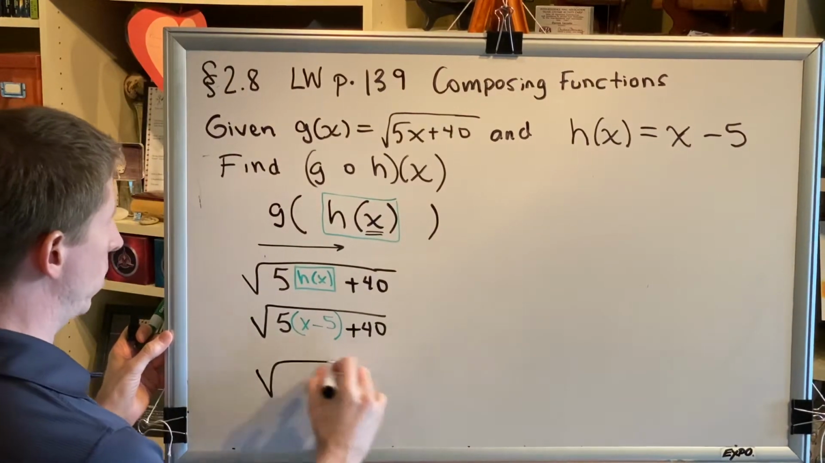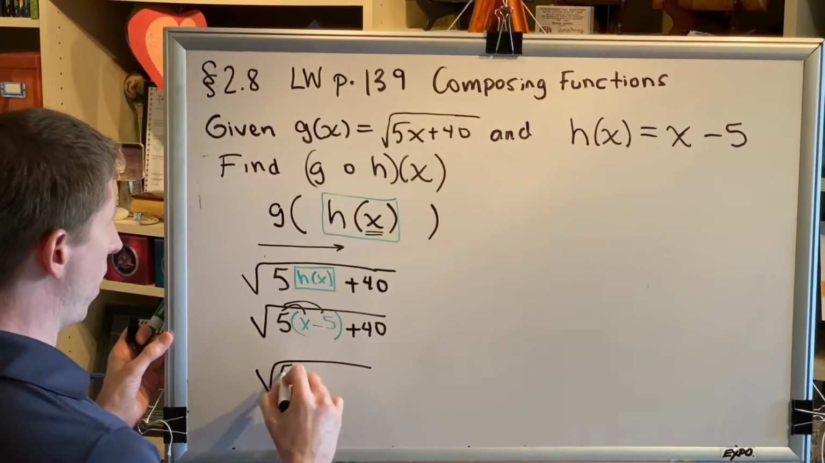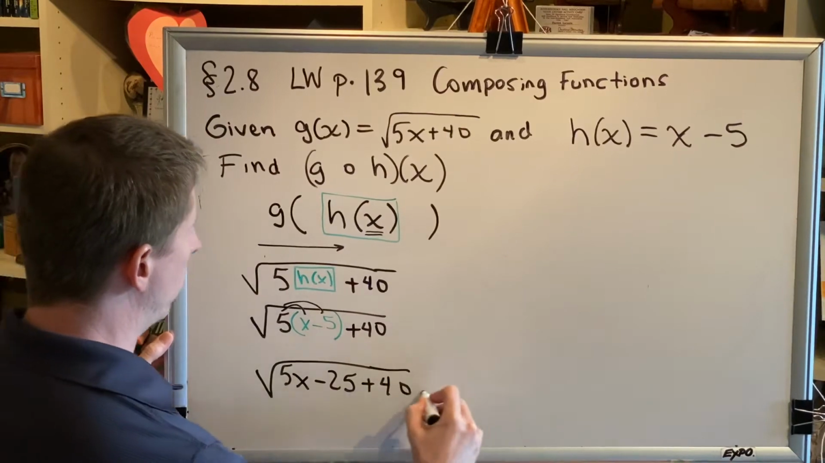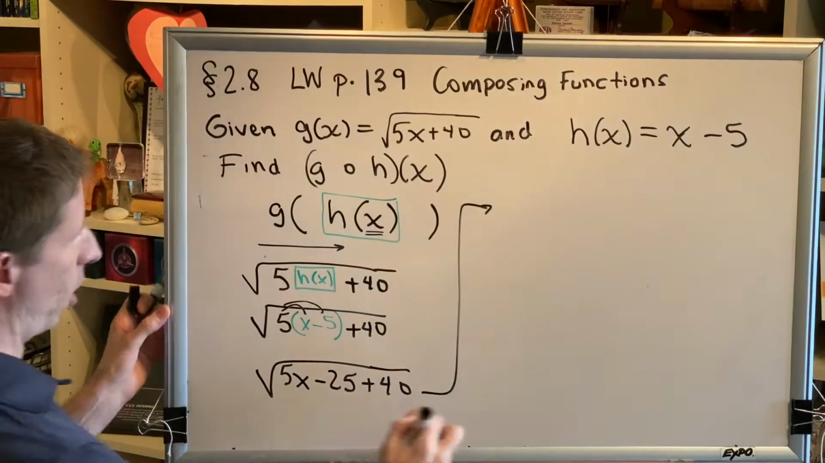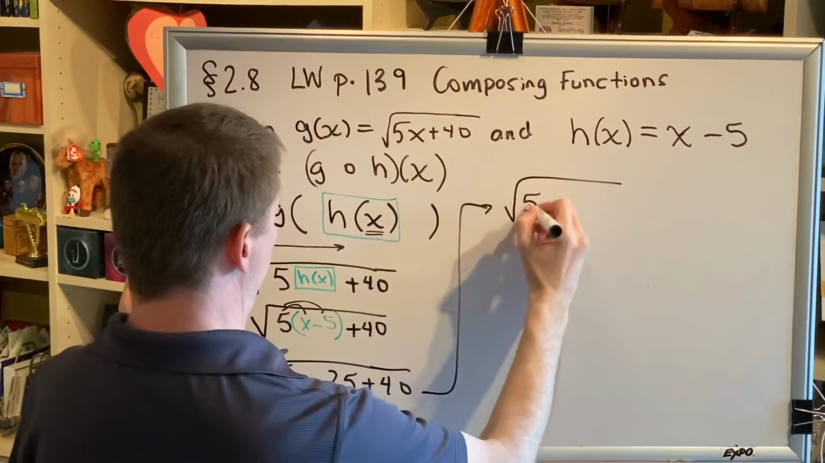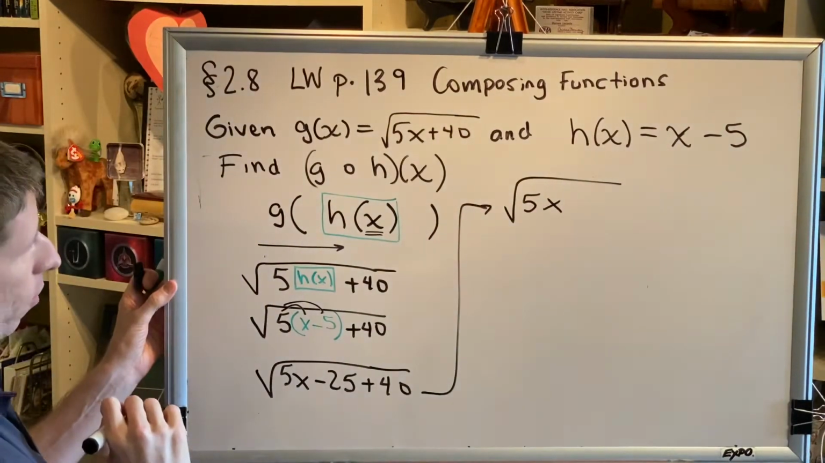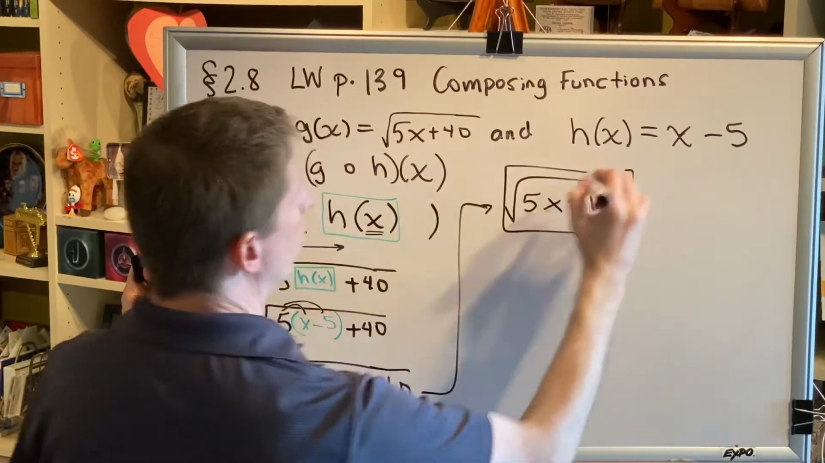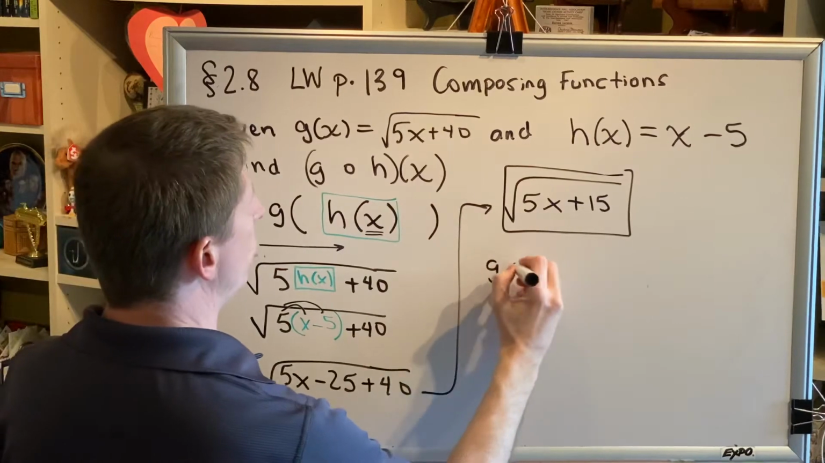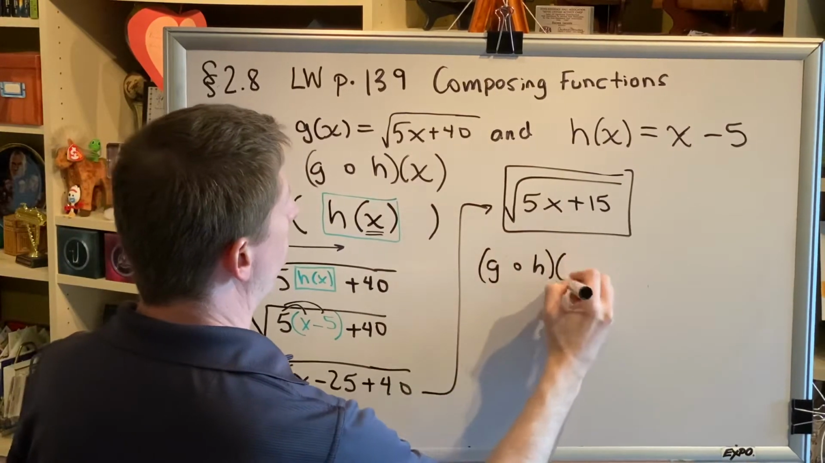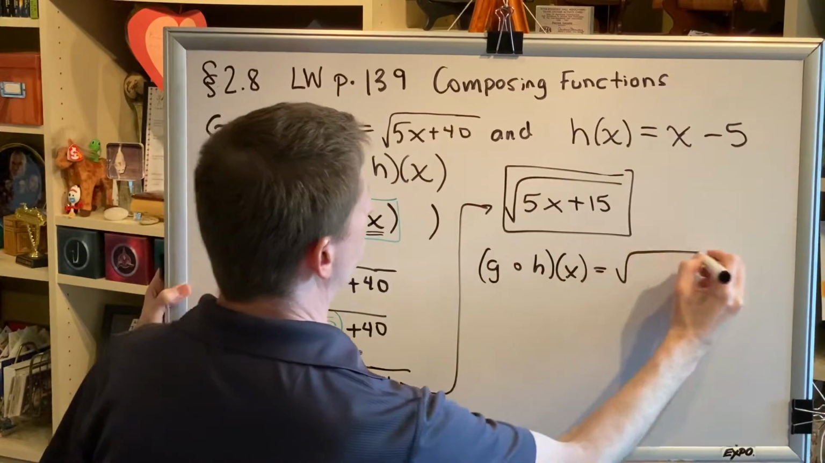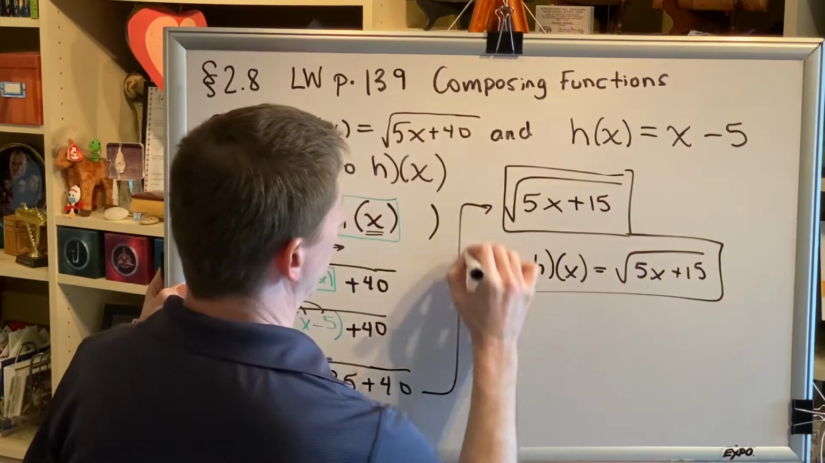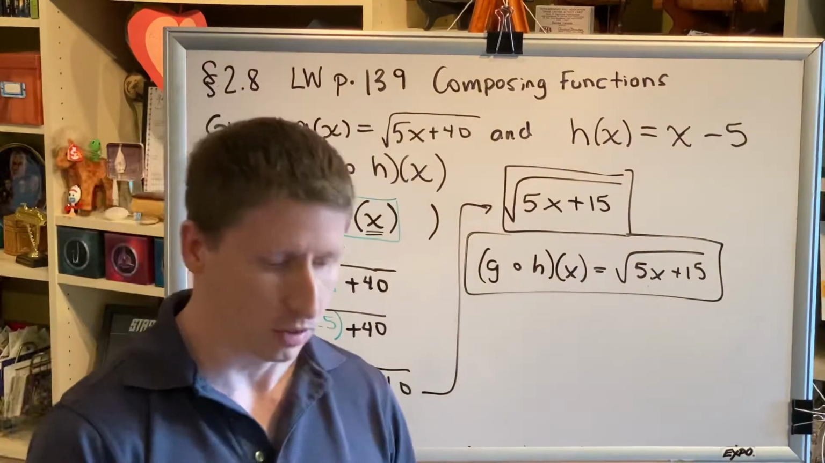We'll distribute. So this goes here and here, and we get 5x subtract 25 plus 40. Combining our like terms, we get the principal square root of the sum 5x plus 15. This is our final answer. If you'd like, you can write your answer as g composed with h of x equals the principal square root of the sum 5x plus 15. Both are acceptable as far as I'm concerned.